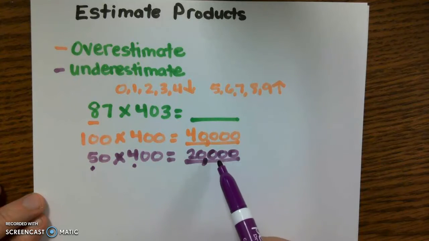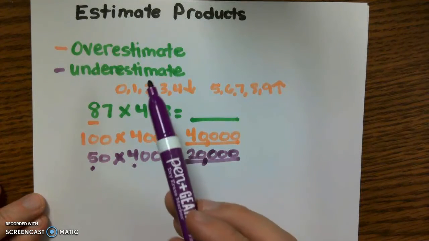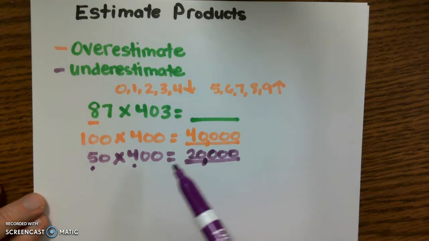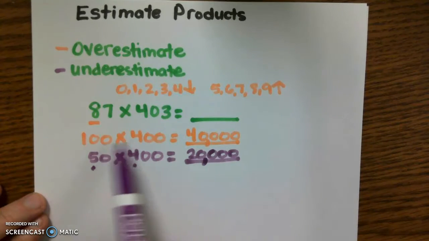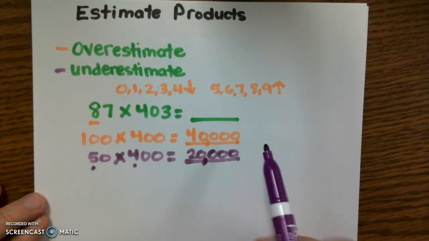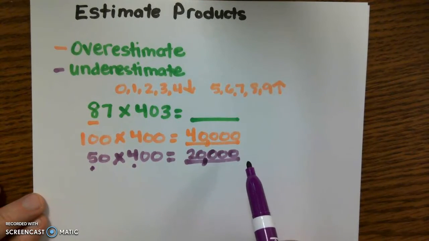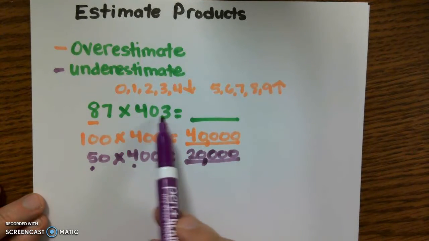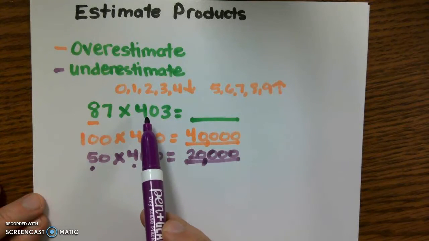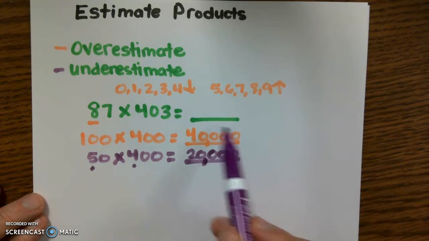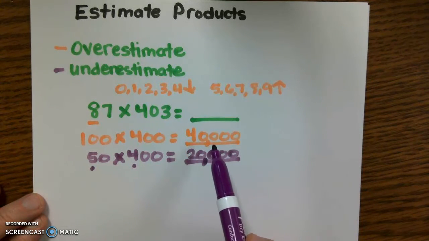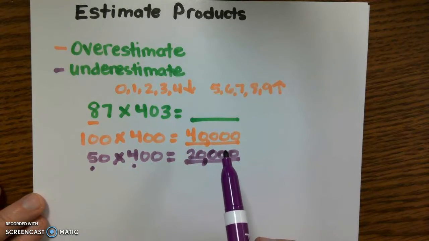Both of these answers would work. They would both be correct. You would have to determine what is an overestimate and what is the underestimate. I've color-coded it for you. So this one, 40,000, is the overestimate, but the underestimate is in purple. It's 20,000. So that means my exact product between 87 and 403 is going to be somewhere in between these two numbers. Okay? So I hope that makes sense for you.